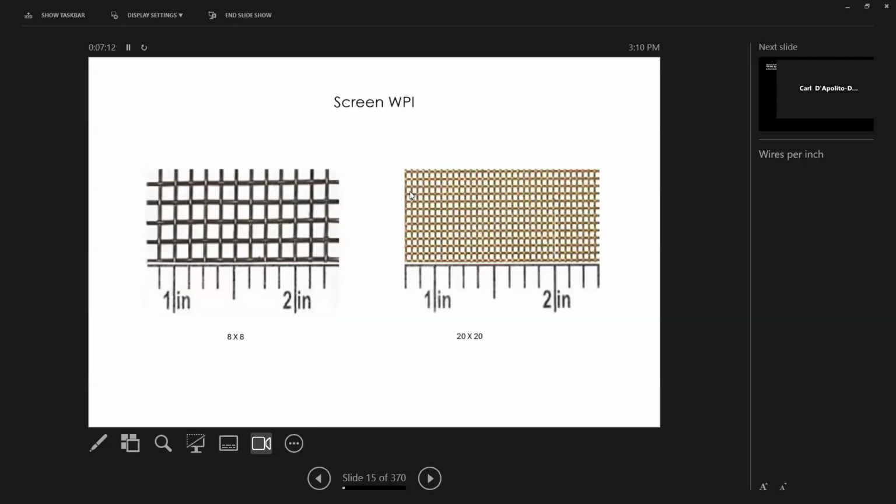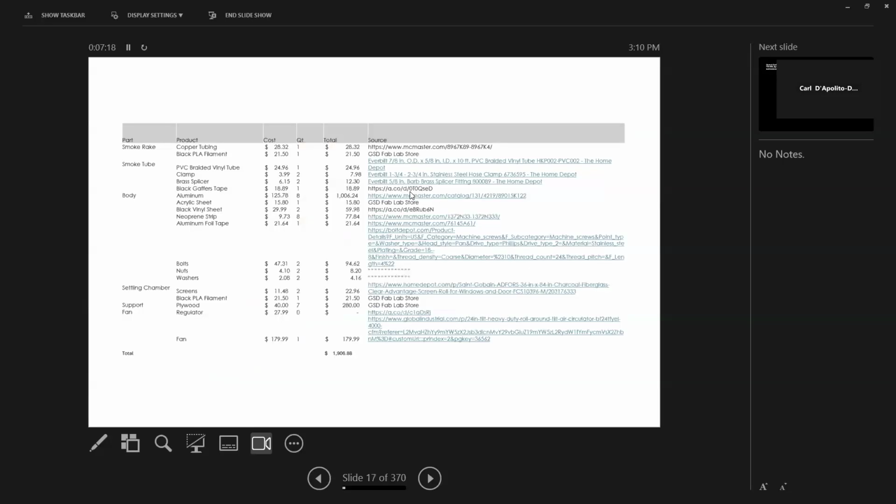Okay. The other thing that I did is, I don't know why this slide is here. It shouldn't be here. I made a budget, and I asked Grace for the money. So we got $1,900 to build this thing. Okay. So that's what we're going to do. So all of these things I am going to order.